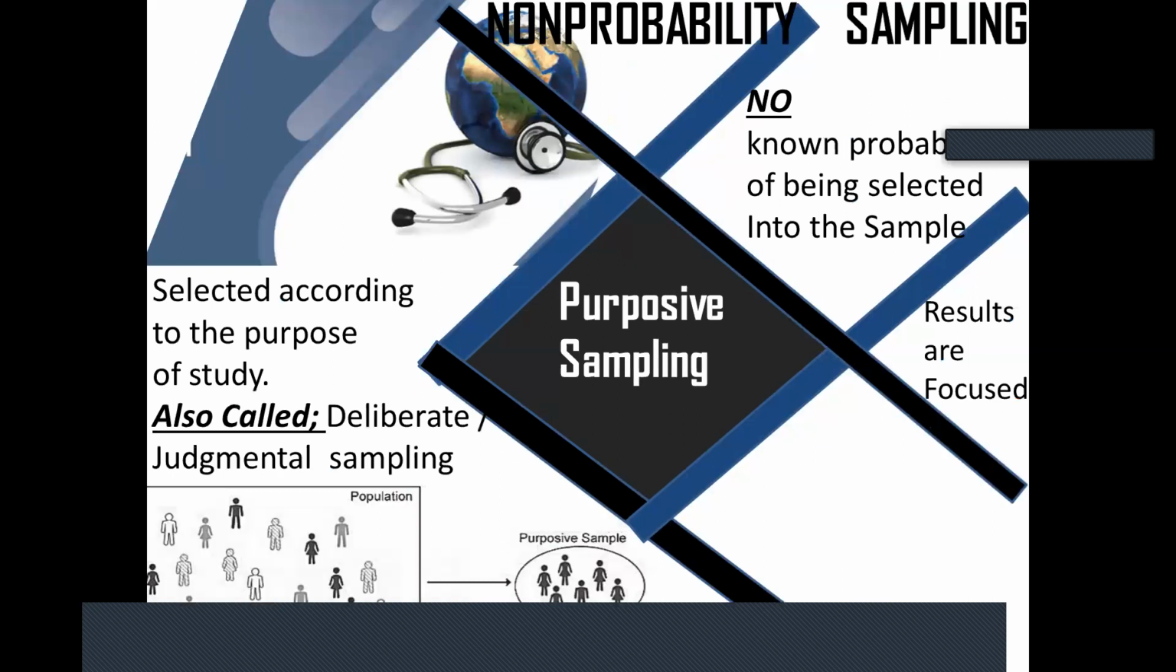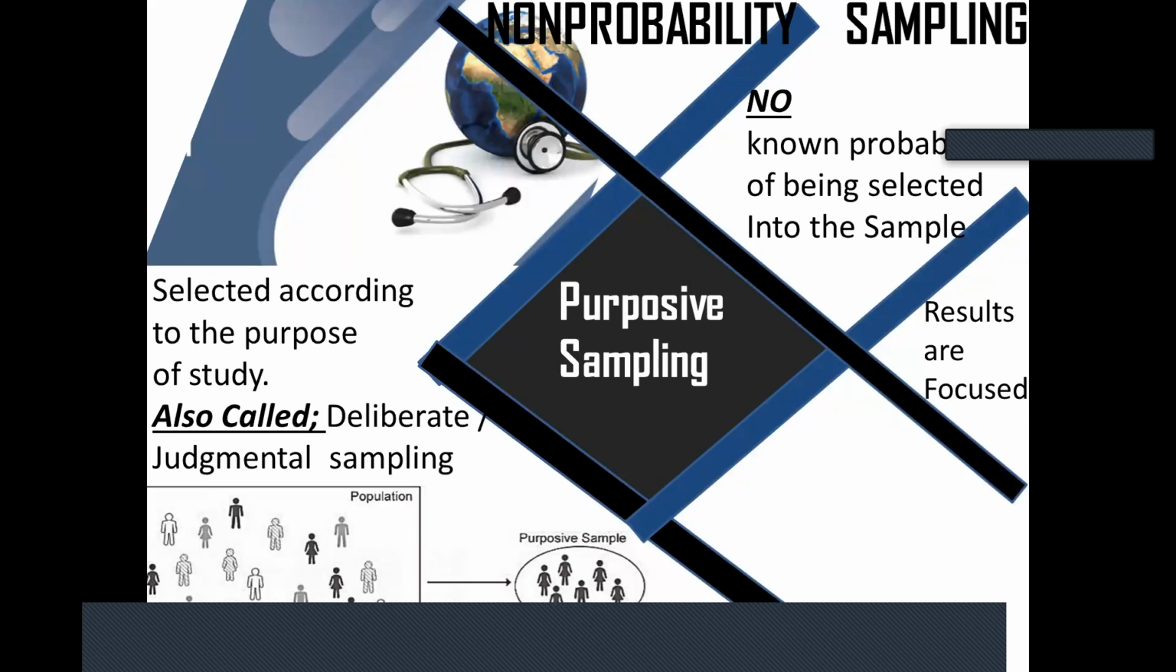So if we go into non-probability sampling, whereby there is no known probability of being selected into the sample, there is no chance that you will be selected because it is based on the researcher's convenience and opinion. One of them is purposive, and here the researcher selects participants based on purpose. It is also called deliberate, or judgmental.